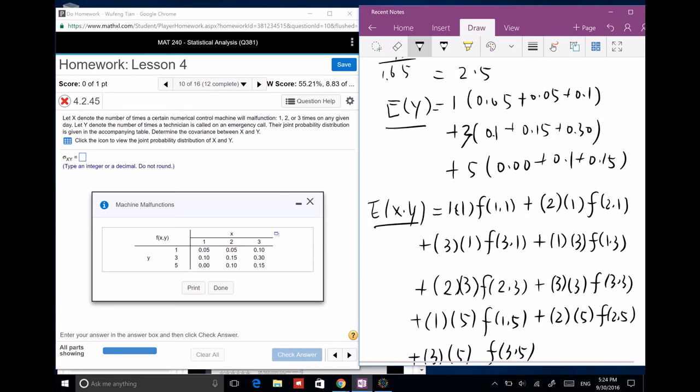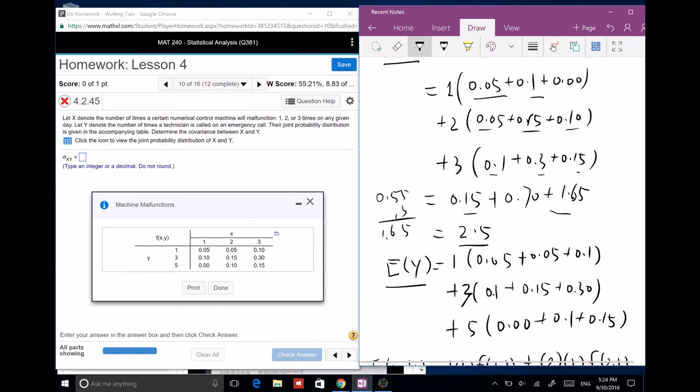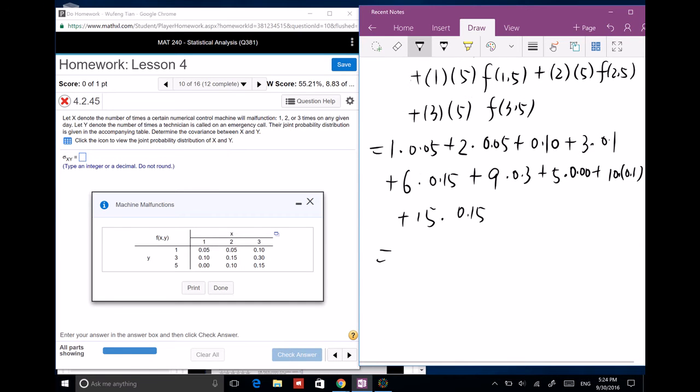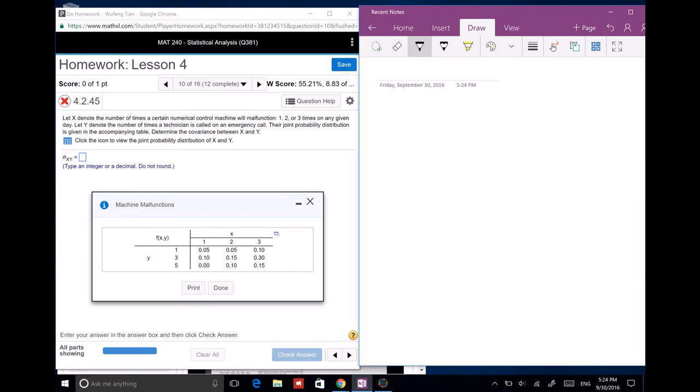Once you find E of xy, we just got E of x and E of y, so you plug the values into the formula. Add everything together: sigma xy equals E of xy, which we just found, minus E of x, which we just found, minus E of y, the same thing. So plug it into the formula. That's it.